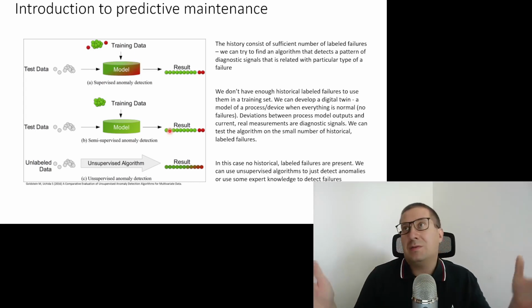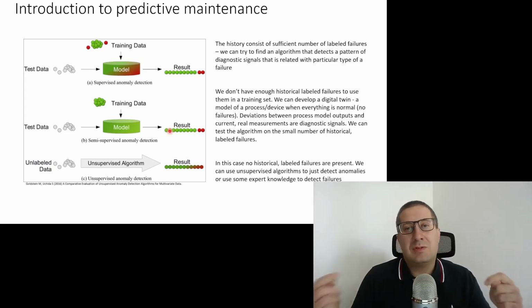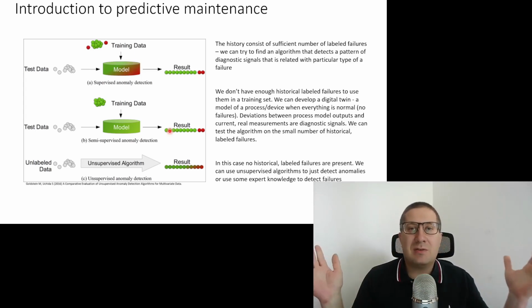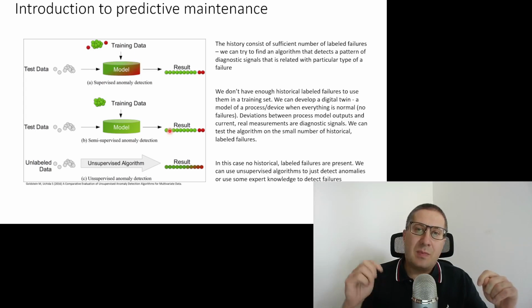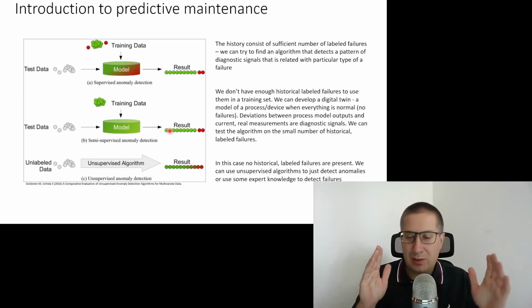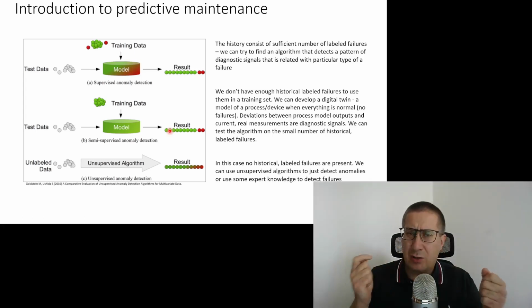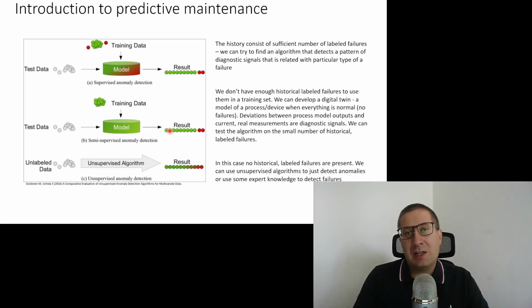If this is, I don't know, a failure related to some oil leakages, we can take the parameters that represent the oil flow, oil temperature, etc., right? And so every time we have to think about which parameter to choose to detect a particular type of failure. This is a crucial step in the creation of such an algorithm.